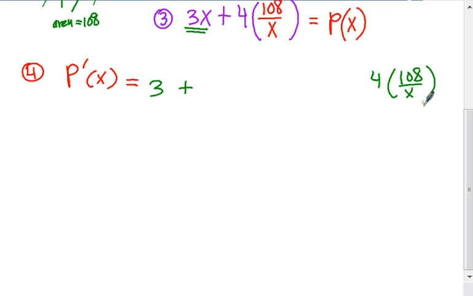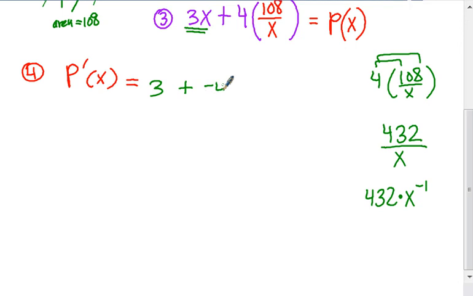Can I just multiply these together? 4 times 100 and 4 times 8 is 432. And if I just think of this as a power, that will help me now to apply the power rule. So we're going to get 432 times negative 1, drop the power by 1, and we get this expression. So this is an expression for the derivative.